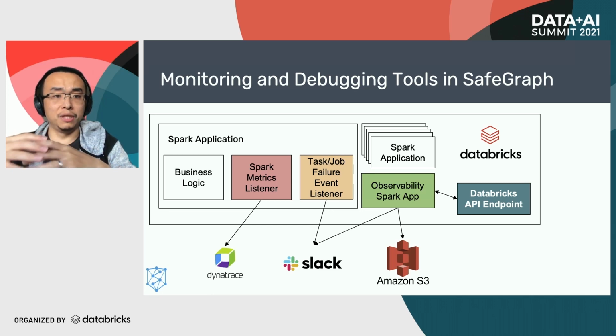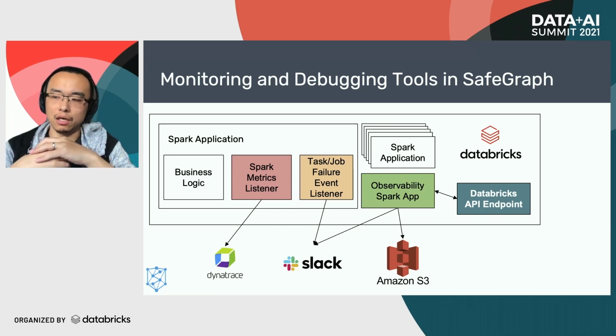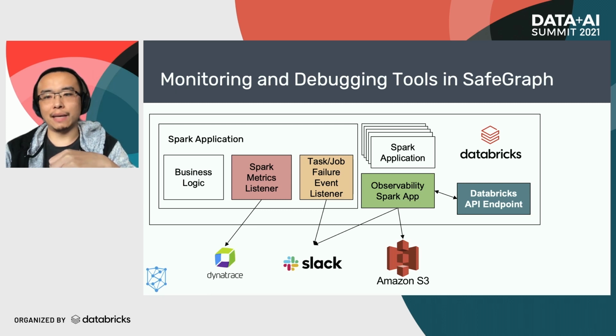And also, besides all the applications that build data sets for our business, we also have an observability Spark application that talks with the Databricks API endpoint, and then builds an overview of all applications, gives notifications in Slack, and saves the historical records in Amazon S3.